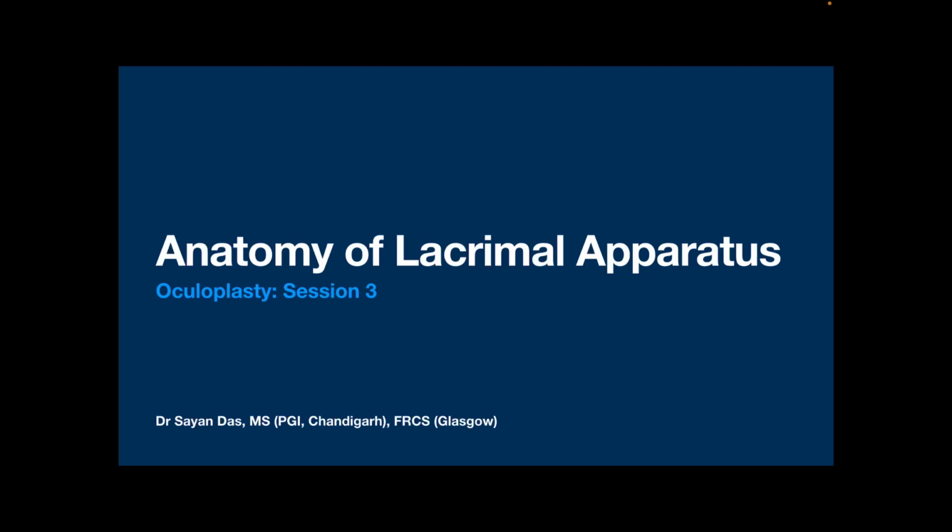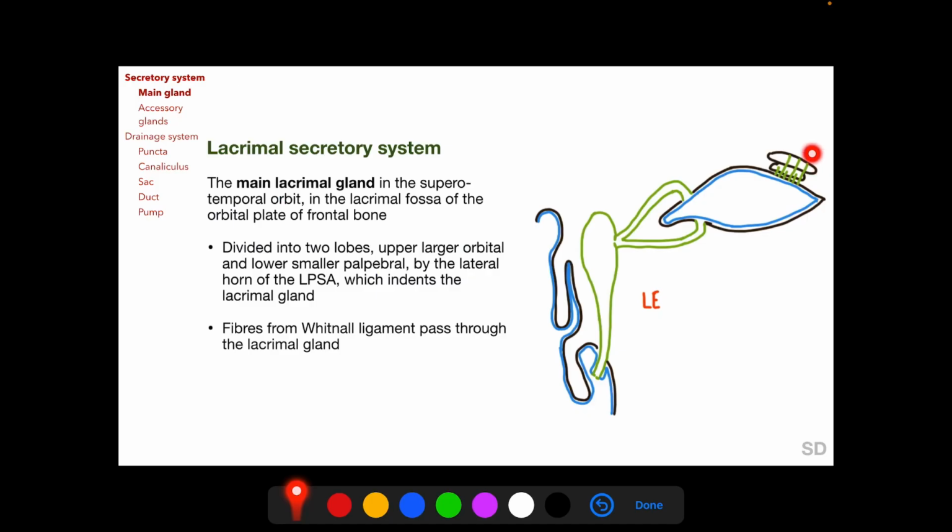In this session, we are going to talk about the anatomy of the lacrimal apparatus, both its secreting portion and its drainage portion. The lacrimal secretory system is made up of the main lacrimal gland as well as the accessory lacrimal glands, and the drainage system is made up of the puncti, canaliculi and the nasolacrimal sac with the duct.